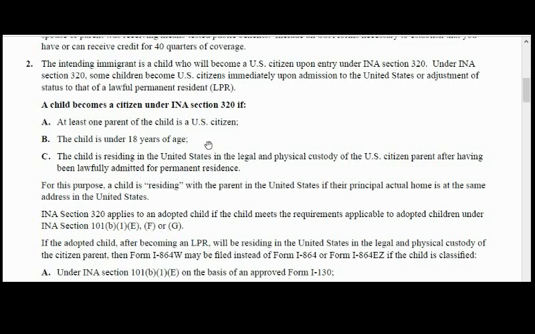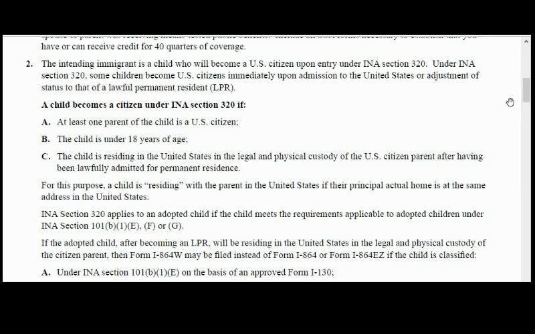So basically, in order for your child to become a U.S. citizen upon arrival to the United States of America, one of his parents has to be a U.S. citizen, the child has to be under 18 years of age, and the child is going to live with the custodial parent here in the United States of America as a permanent resident, and then from there he's going to become a U.S. citizen.